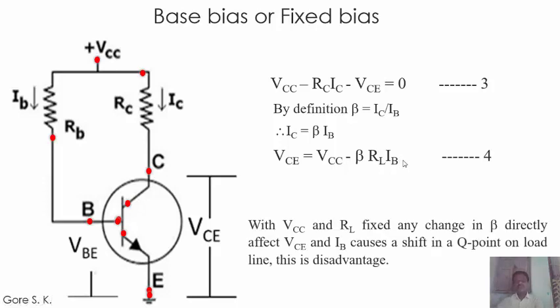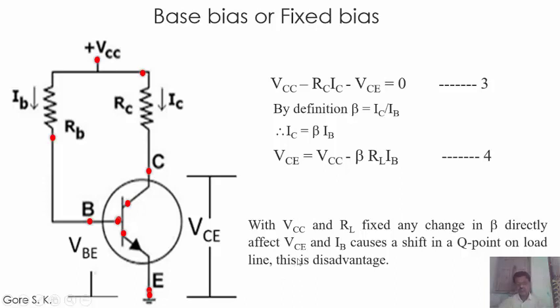Now, here the values of VCC and RC or RL are fixed. Any change in beta, meaning the current gain, directly affects the change in VCE and IB. Due to that, the Q point on the load line can be shifted anywhere, and this is the disadvantage of this circuit.